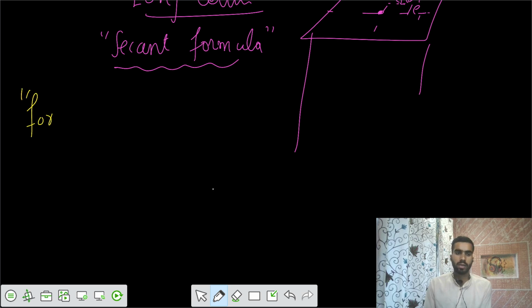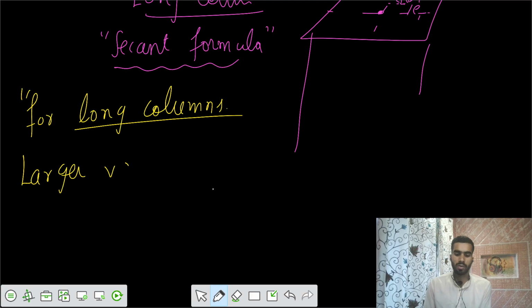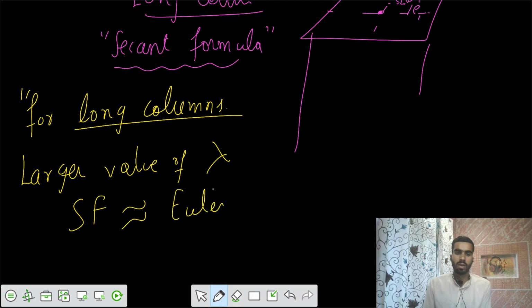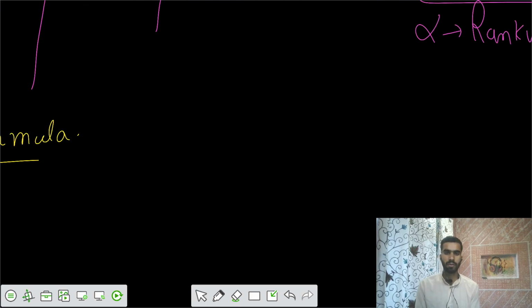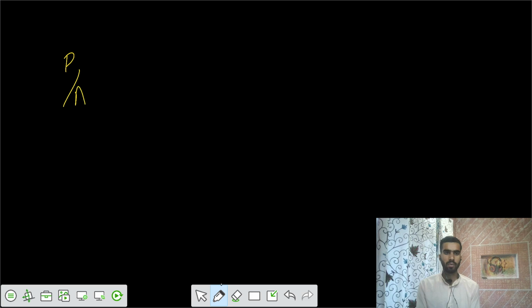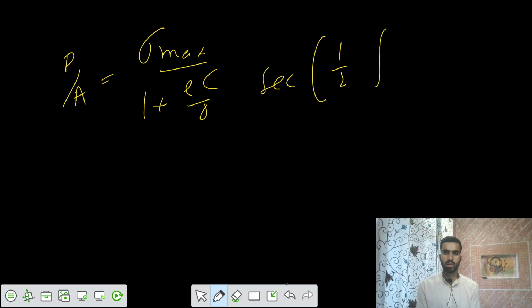So the general theme is that for long columns, and for larger values of lambda, your secant formula almost tends towards Euler's formula. It's almost similar to Euler's formula for larger values of lambda. If I write that equation, that is a bigger function, P by A equals sigma max by 1 plus ECR. Then we have secant of 1 by 2 root of P by EA, then L by R. So there's some function.